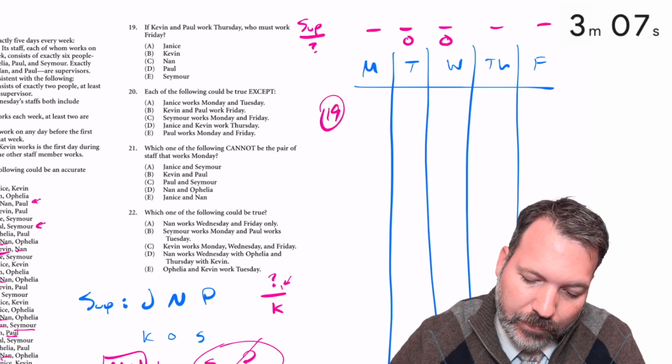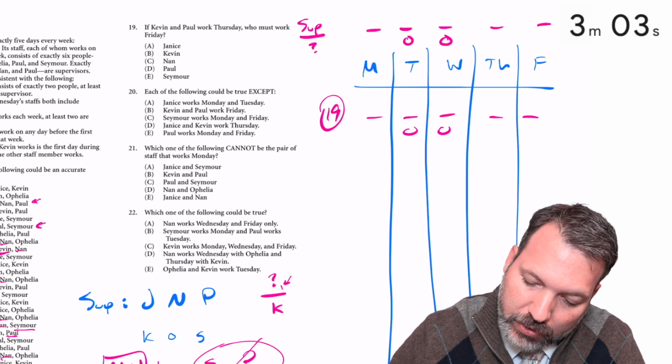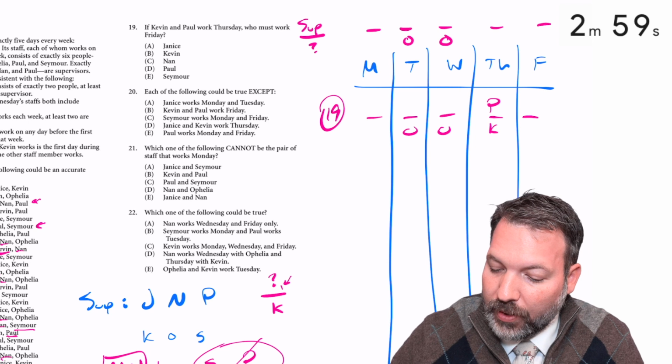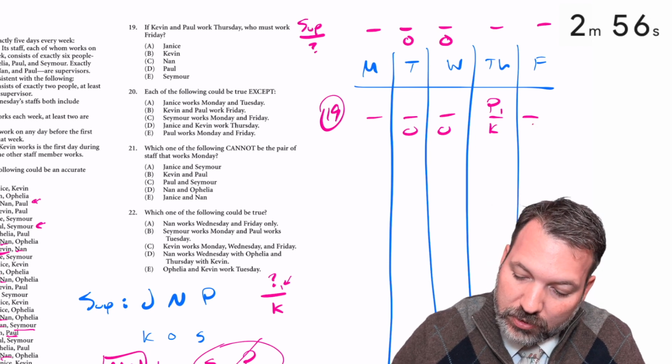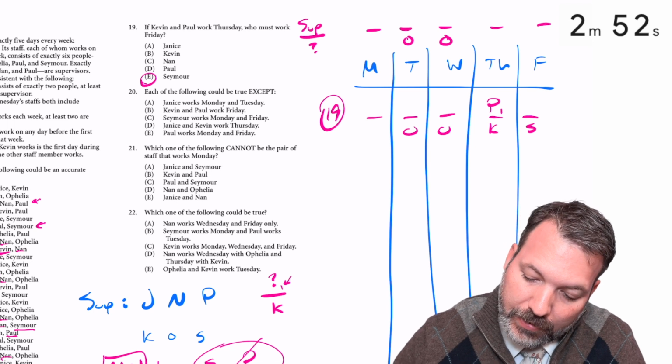Number 19. If Kevin and Paul work Thursday, so Paul's the supervisor who must work Friday. Well, that means that's Paul's first day, and so Seymour has to go Friday, and so 19 is E.